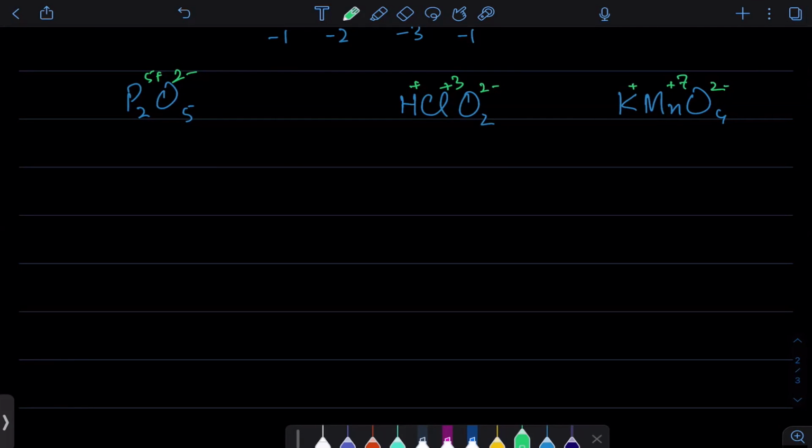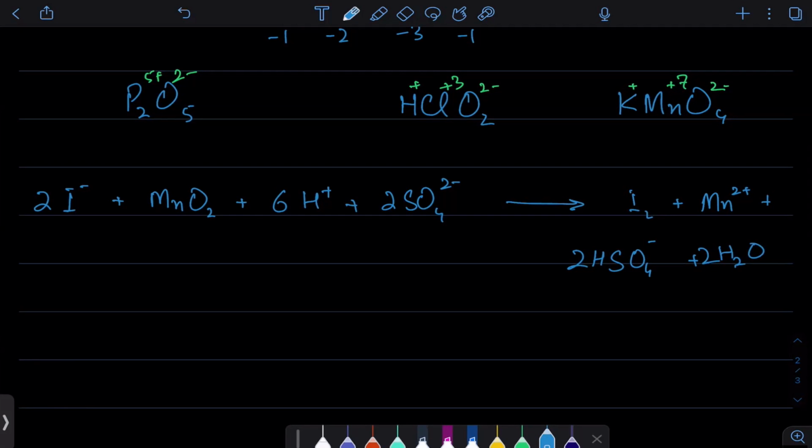Okay, I'm giving you an equation. I want you to figure out isme oxidizing agent kaun sa hai. Tell me what's the oxidizing agent here? Iodide ions. Kyun? Because they're being reduced. Oxidizing agent, right? Yeah, I want to figure out the oxidizing agent. So achha, achha, iodide are being oxidized itself.